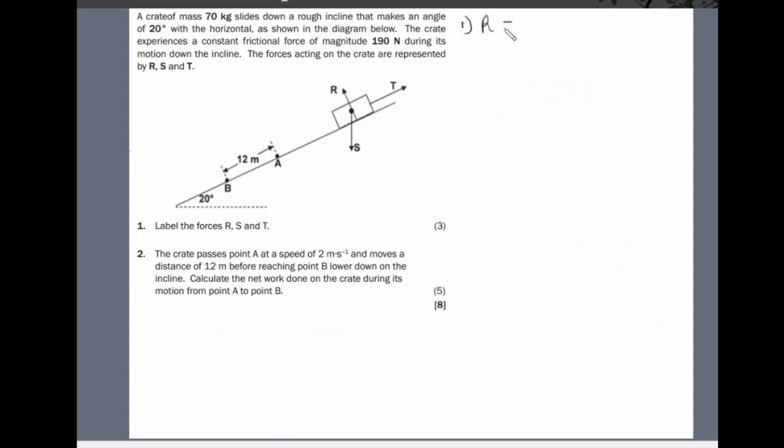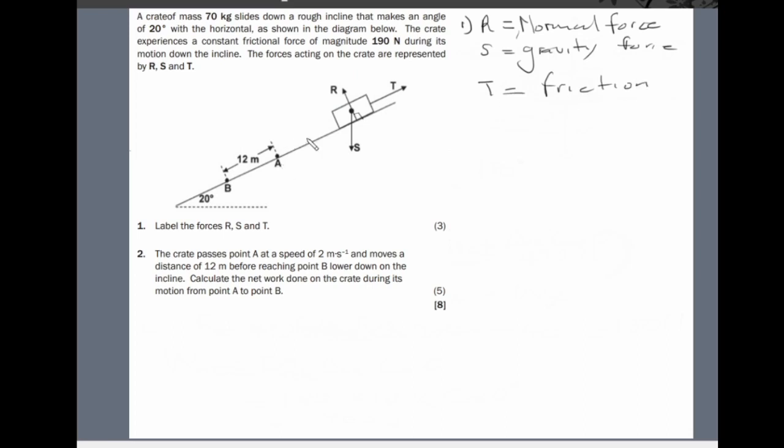So we see that R is the normal force. It is perpendicular to the displacement of the object, or it is perpendicular to the surface. So R is the normal force, and then S is the gravitational force, the force of gravity, and T is the force of friction.